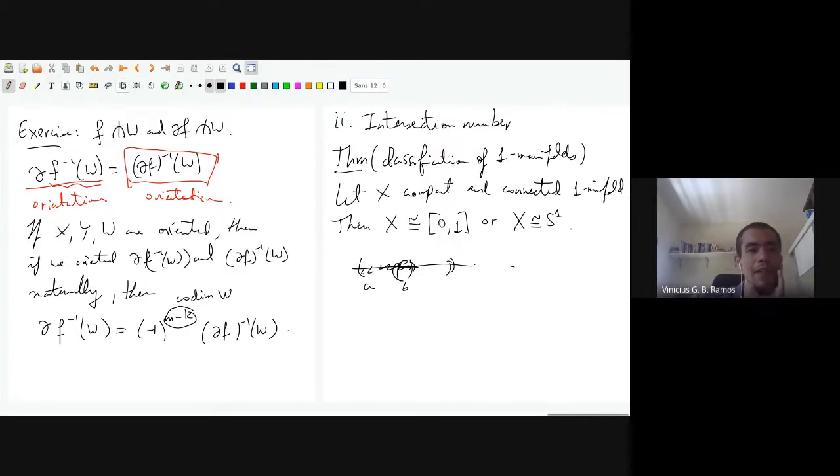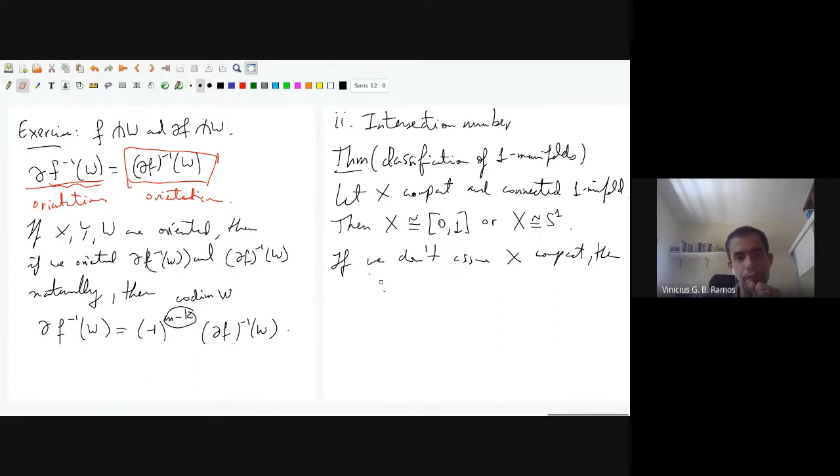So anyway, I'll leave this kind of thing here as an exercise, and when we talk about Morse theory, we can prove this also using Morse theory. And if we don't assume X is compact, then X can be an open interval or something that has one closed and one open end. And that's pretty much it. There are no other options, if you assume it's connected.